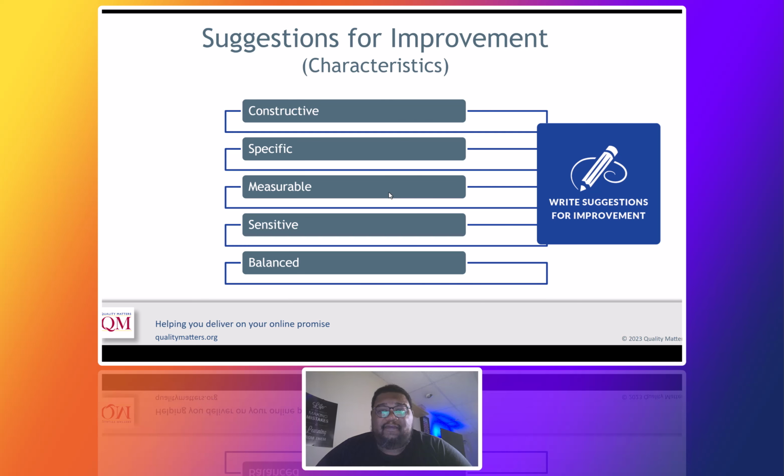Next, your suggestion for improvement must be sensitive. You want to use professional language and address the course rep as a colleague. The suggested improvement does so without being overly sensitive to obscure a need for change.